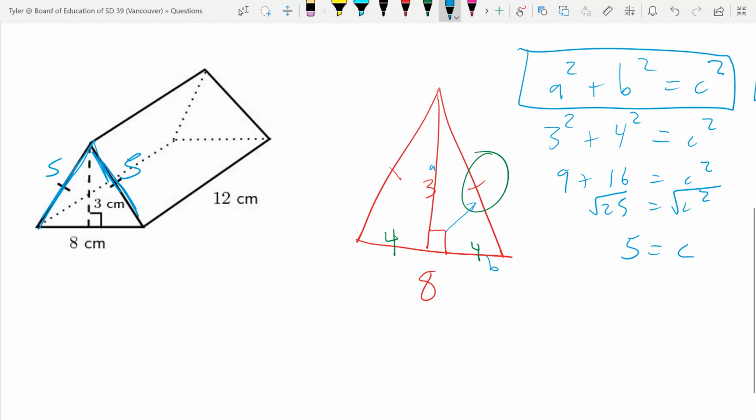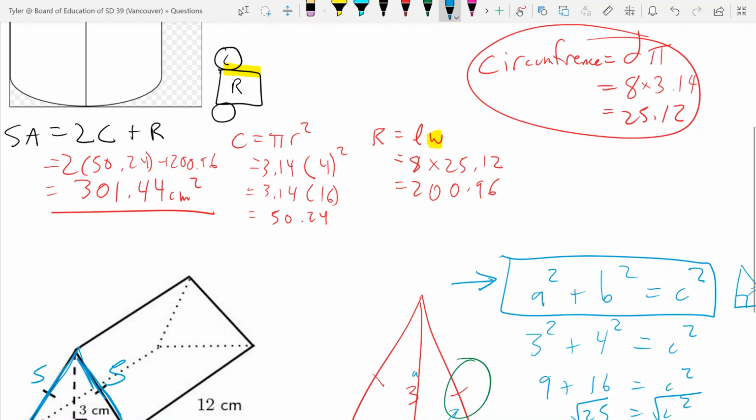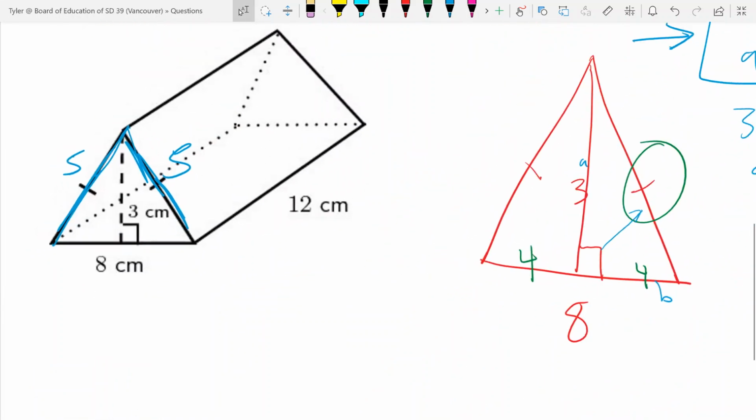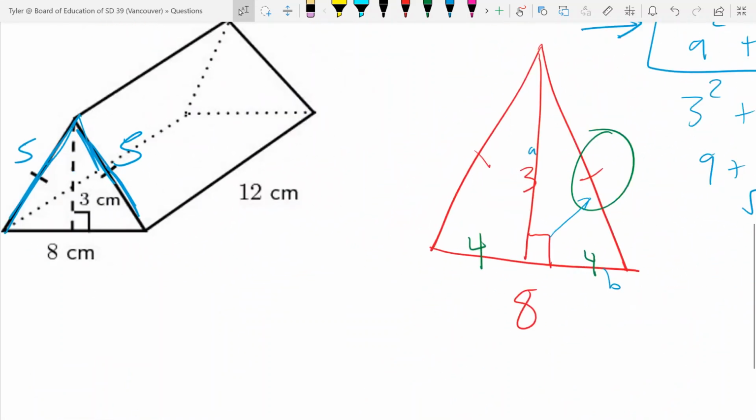So what I would suggest is that you write this formula and the other one we did, the circumference formula, onto your formula sheets for the area so that you have them so you can reference them. Anyway, let's finish the rest of this question. So we have all the numbers now.